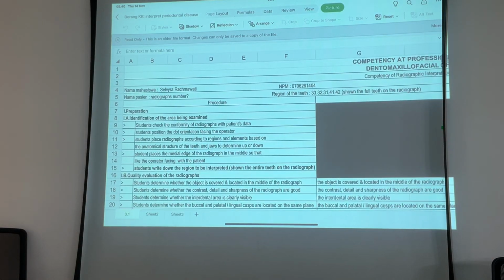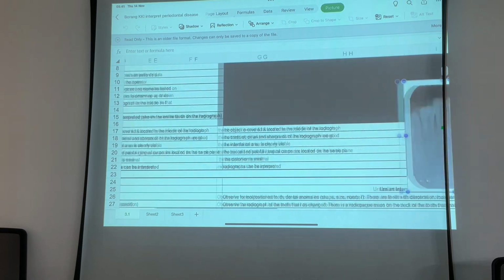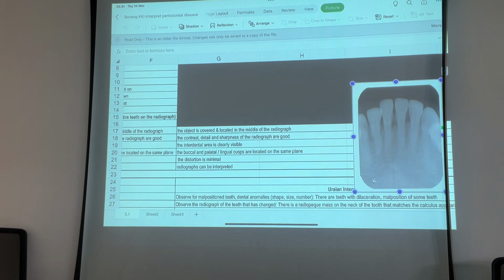Okay, now we start the interpretation using the form from the argument. You already got this form last week. As always, we do the quality evaluation. The object is covered and located. This is the radiograph. The object is located in the middle of the radiograph.